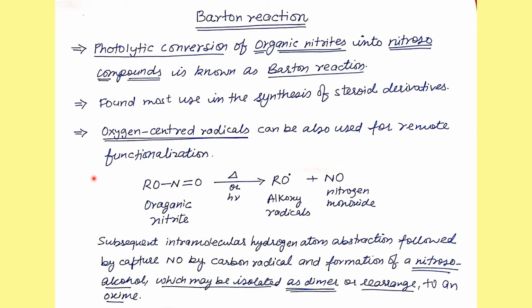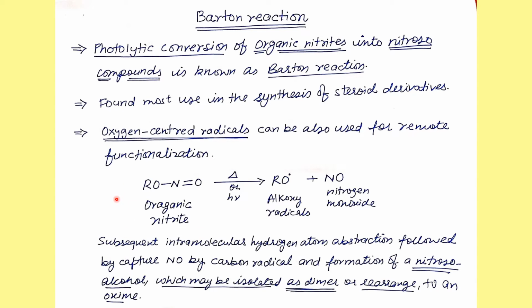So in the last case, in the Hofmann-Loffler-Freytag reaction, we were talking about nitrogen centered radicals. First of all, a nitrogen centered radical is generated and then it is transferred onto a carbon centered radical. So here as well, first of all there will be a generation of an oxygen centered radical, and then through remote functionalization a carbon radical will be generated at the delta position, exactly similar to what we saw in the previous case.